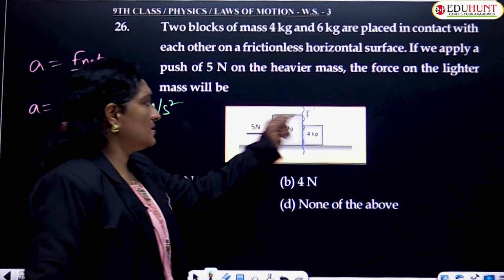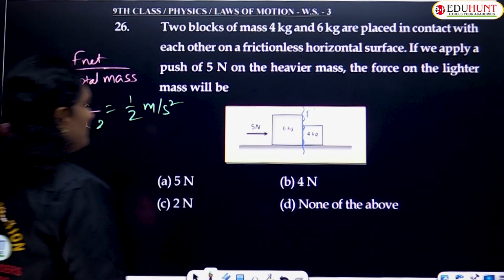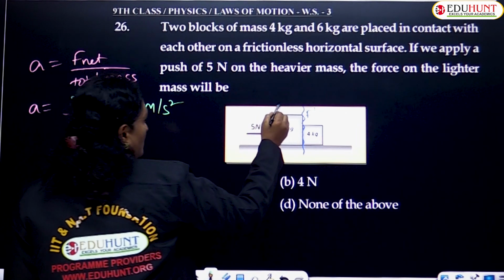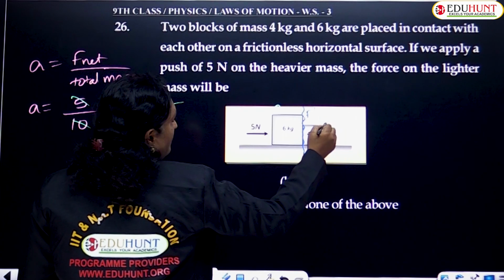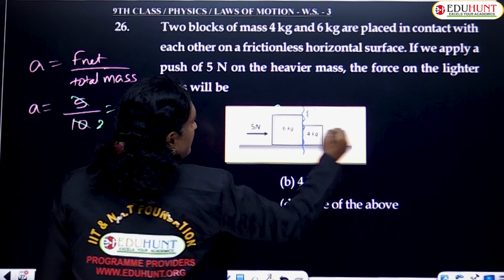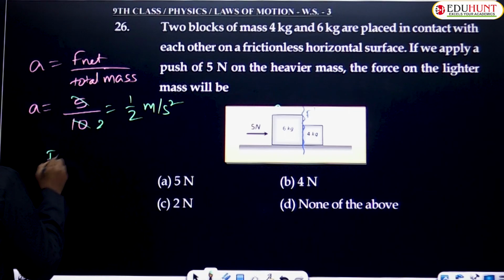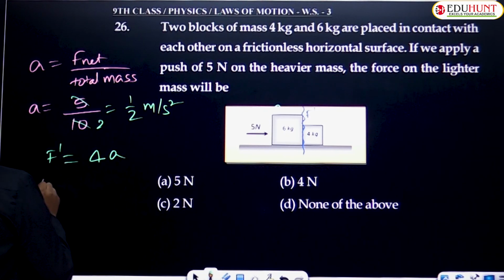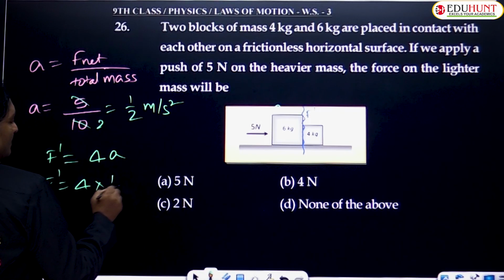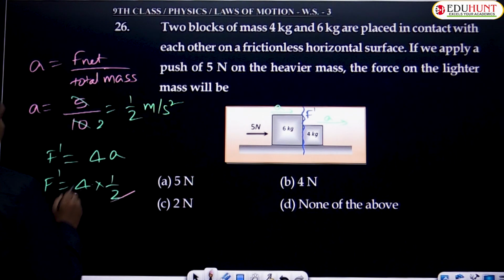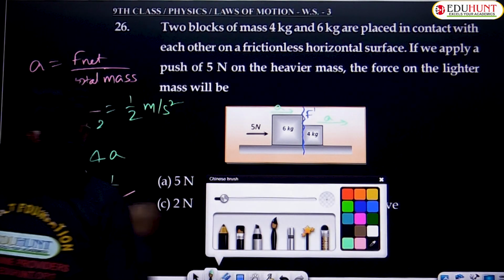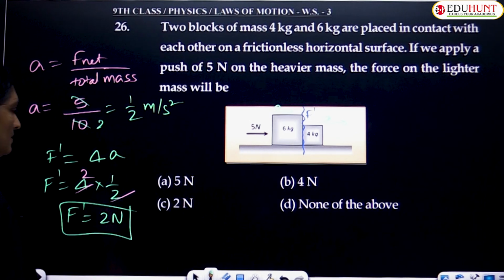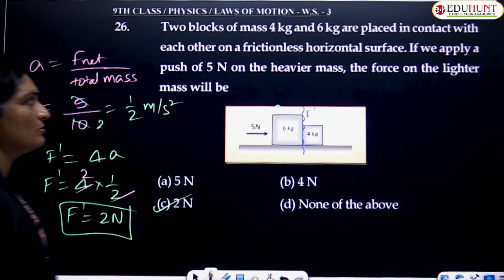In order to find out this net force, it's very clear that because of this contacting force, this 4 kg is set into acceleration, accelerating this way. And so F dash, because of the contacting force, the 4 kg mass is set into acceleration, that is 4 into A, or F dash is equal to 4 into 1/2. Simplify this, you get 2, and hence the contacting force F dash is equal to 2 newtons. That's it. So the contacting force is found to be 2 newtons.